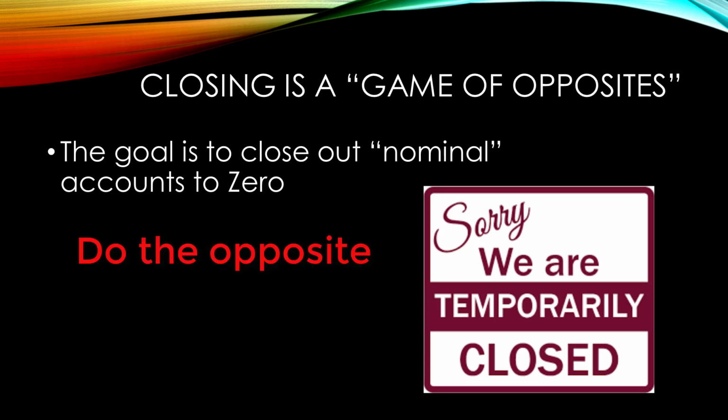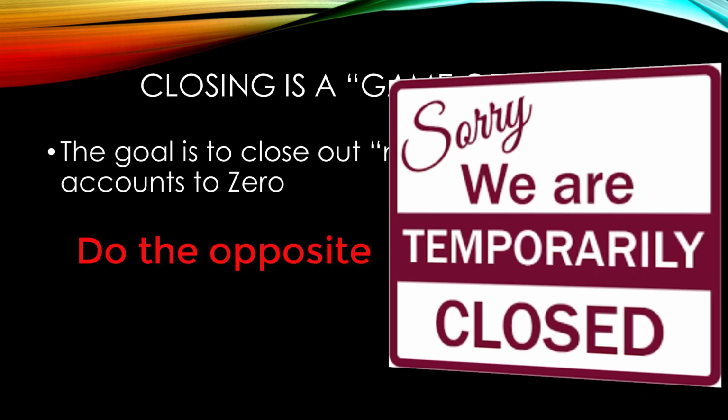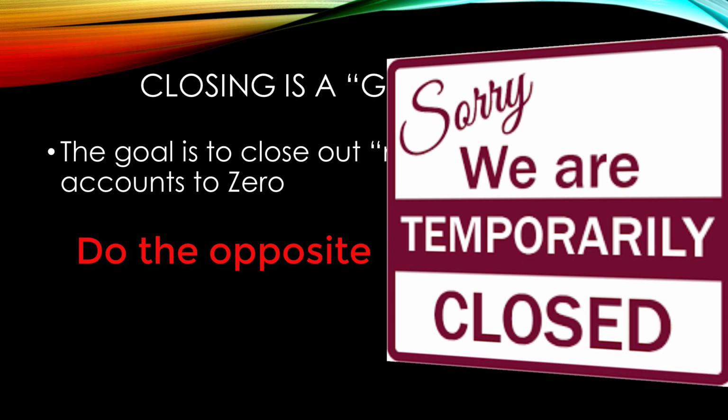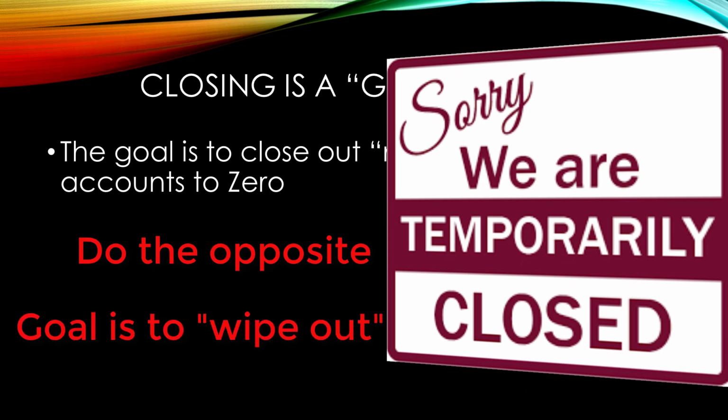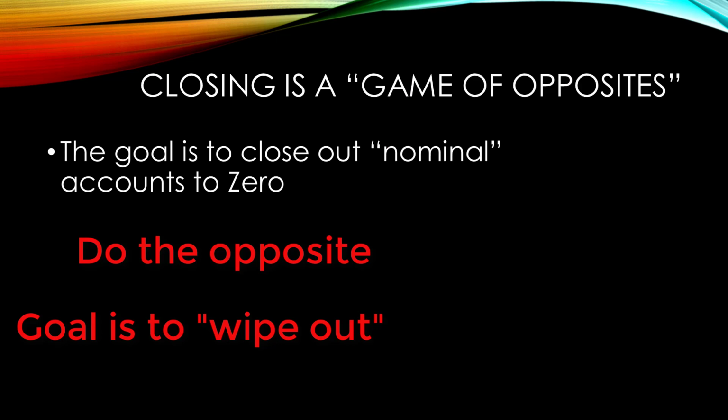Closing is a game of opposites. The goal of closing is to wipe out or erase the nominal account balances. That means that whatever balance the account has needs to be wiped out to 0. The concept of normal balances that we studied in a previous chapter become important in the closing process.